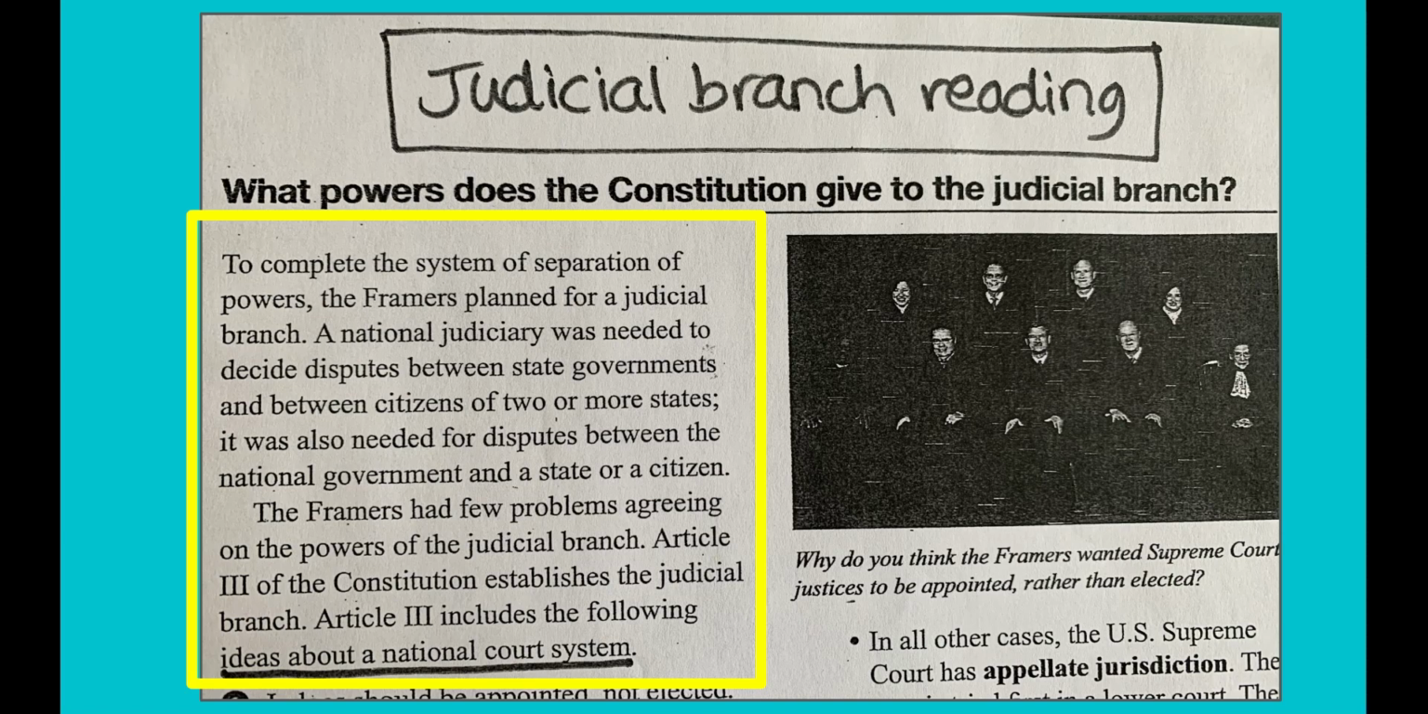To complete the system of separation of powers, the framers planned for a judicial branch. A national judiciary was needed to decide disputes between state governments and between citizens of two or more states. It was also needed for disputes between the national government and a state or citizen. The framers had few problems agreeing on the powers of the judicial branch. Article 3 of the Constitution establishes the judicial branch. Article 3 includes the following ideas about the national court system.